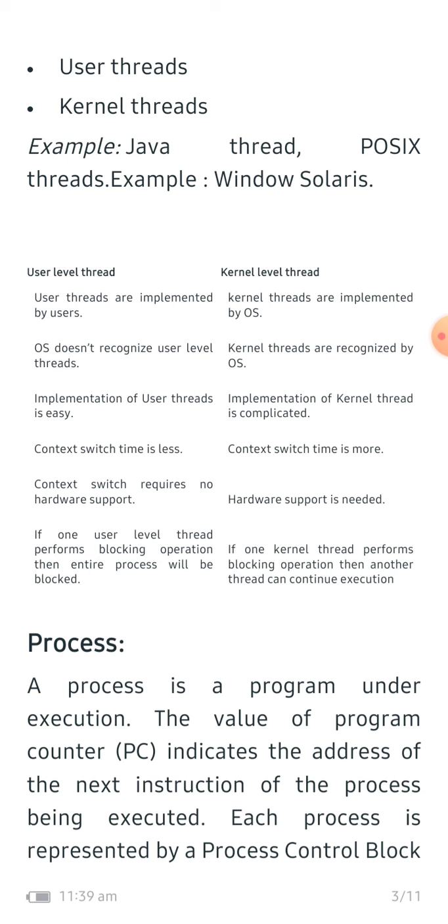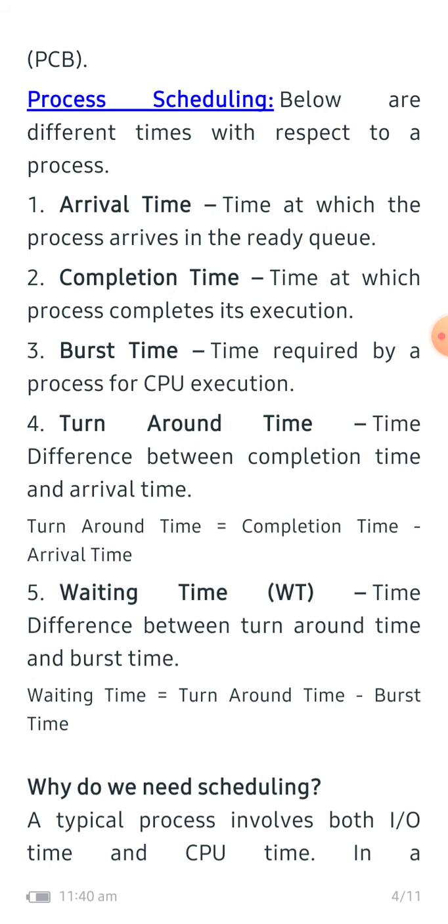Now we will discuss process. A process is a program under execution. The value of the program counter, that means PC, indicates the address of the next instruction of the process being executed. Each process is represented by a process control block. Now we will discuss process scheduling. Below are the different times with respect to a process. First is arrival time, second is completion time, third is burst time, fourth is turnaround time.